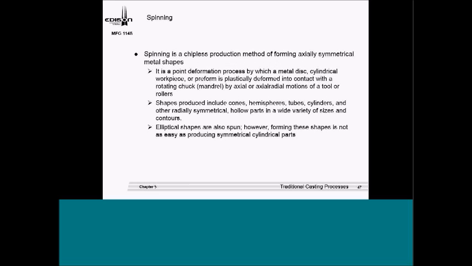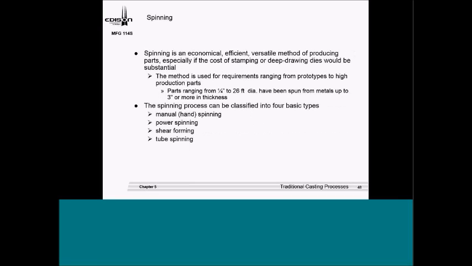Now a little bit on metal spinning. We'll see some videos on this also, but it talks about the deformation process that we use to make discs, bowls, cones, tubes. I believe in one of the videos that I show, they're making bomb shells that go in the front nose for airplanes, various shapes in metal spinning. It talks about how it's economical, a good method of producing these parts, especially if the cost of stamping or deep drawing dies would not be substantial.